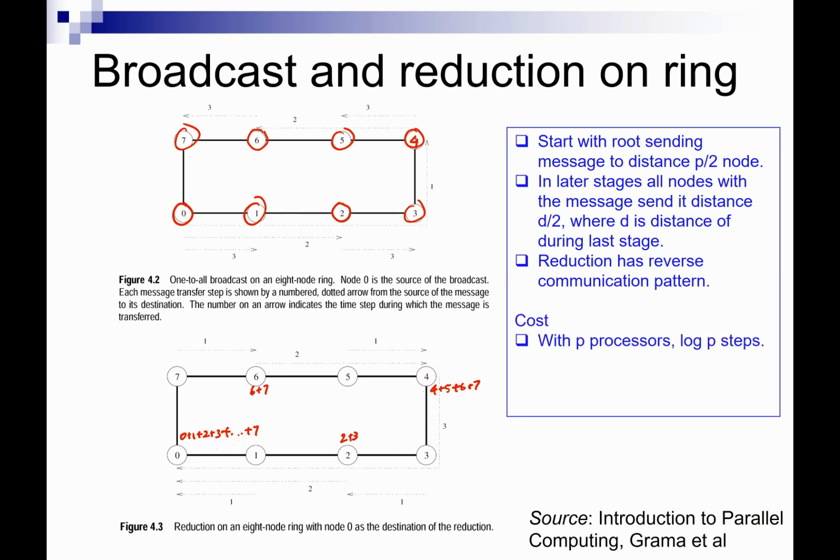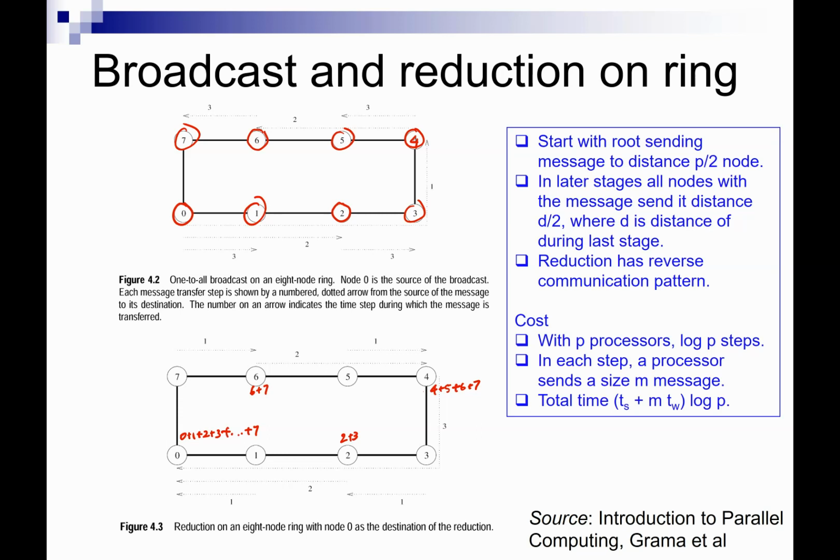Okay, so next we're going to look at the cost, the time complexity for running this algorithm. If you have P processors, then when you think about the broadcast algorithm, each time you double the number of processes that have the value. Therefore, after log P steps, all P processors have the value, and then we can finish. So these algorithms run for log P steps.